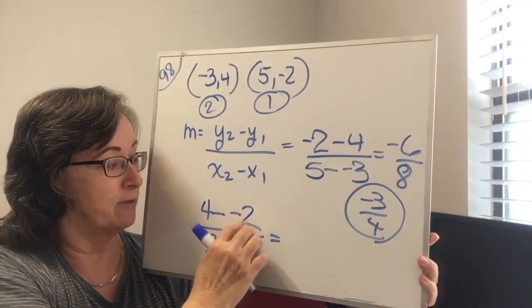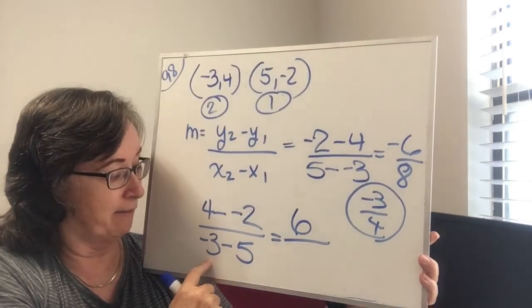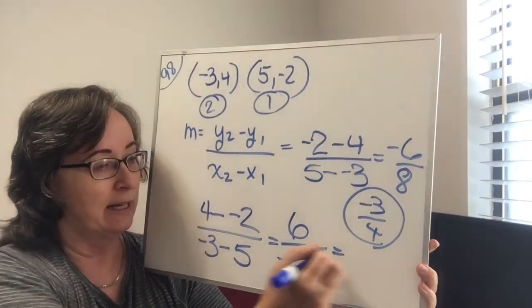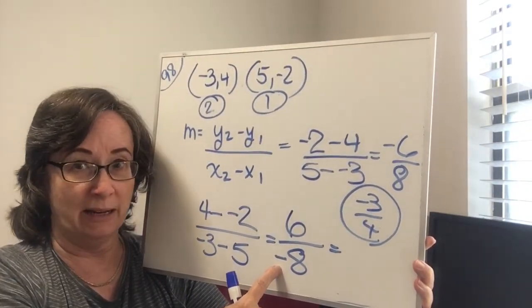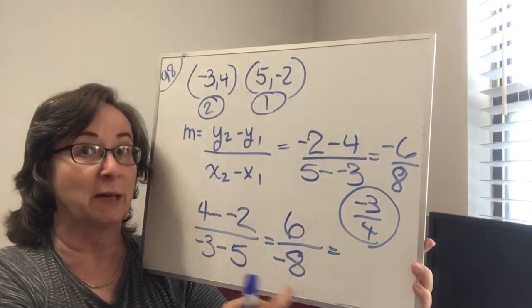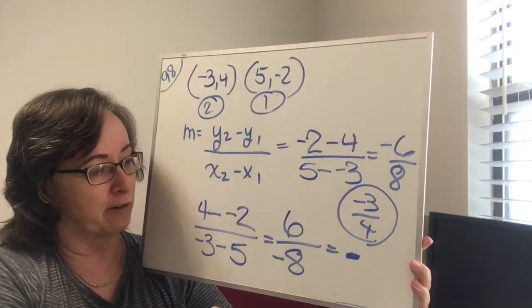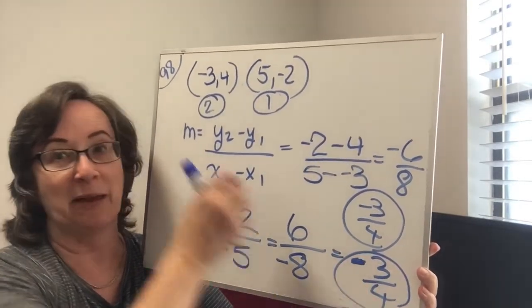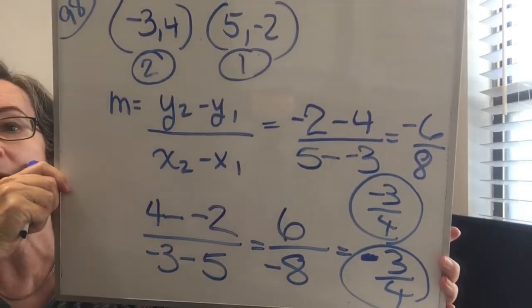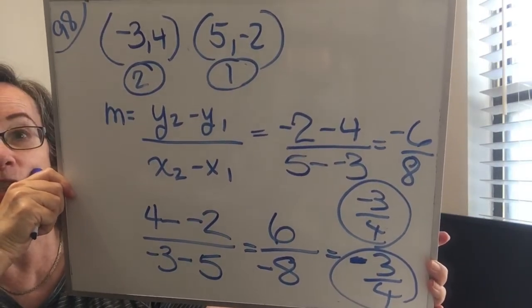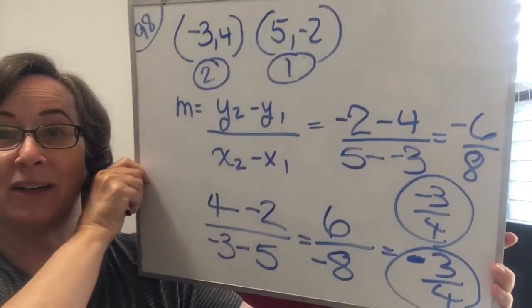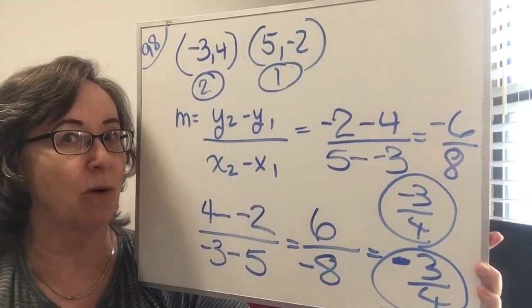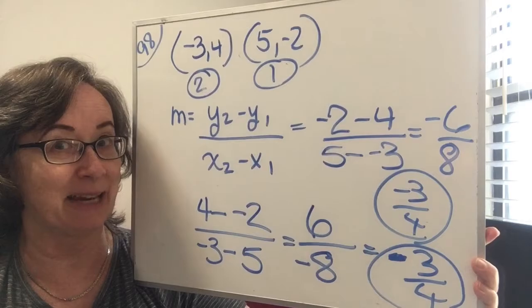4 minus a negative 2 is positive 6. Negative 3 take away 5. They're both going in the negative direction, so that's a negative 8. Now, we don't ever leave a negative on the bottom. If we have a positive divided by negative, we're going to move that up to the top or out front. And 6 over 8 simplifies to 3/4. And didn't I get the same thing both times? Showing you that it does not matter which point you choose to be point 1 and point 2 as long as you are consistently moving in the same direction.